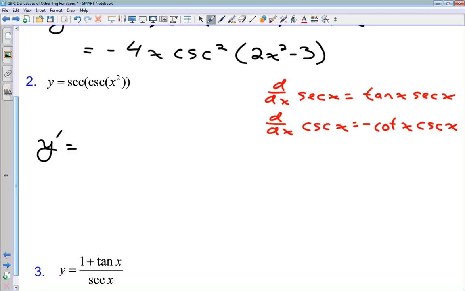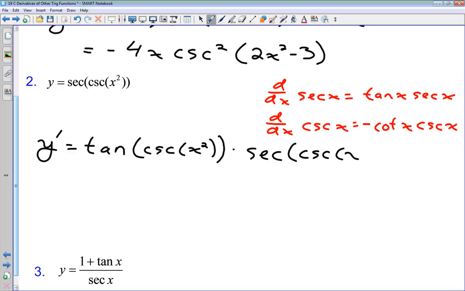Now, we don't have secant x. We have secant of cosecant x squared. So in this rule over here, everywhere we see an x, we are going to put this inner function, cosecant x squared. So the first term is going to be tan cosecant x squared. Secant, starts with an S, secant cosecant x squared.